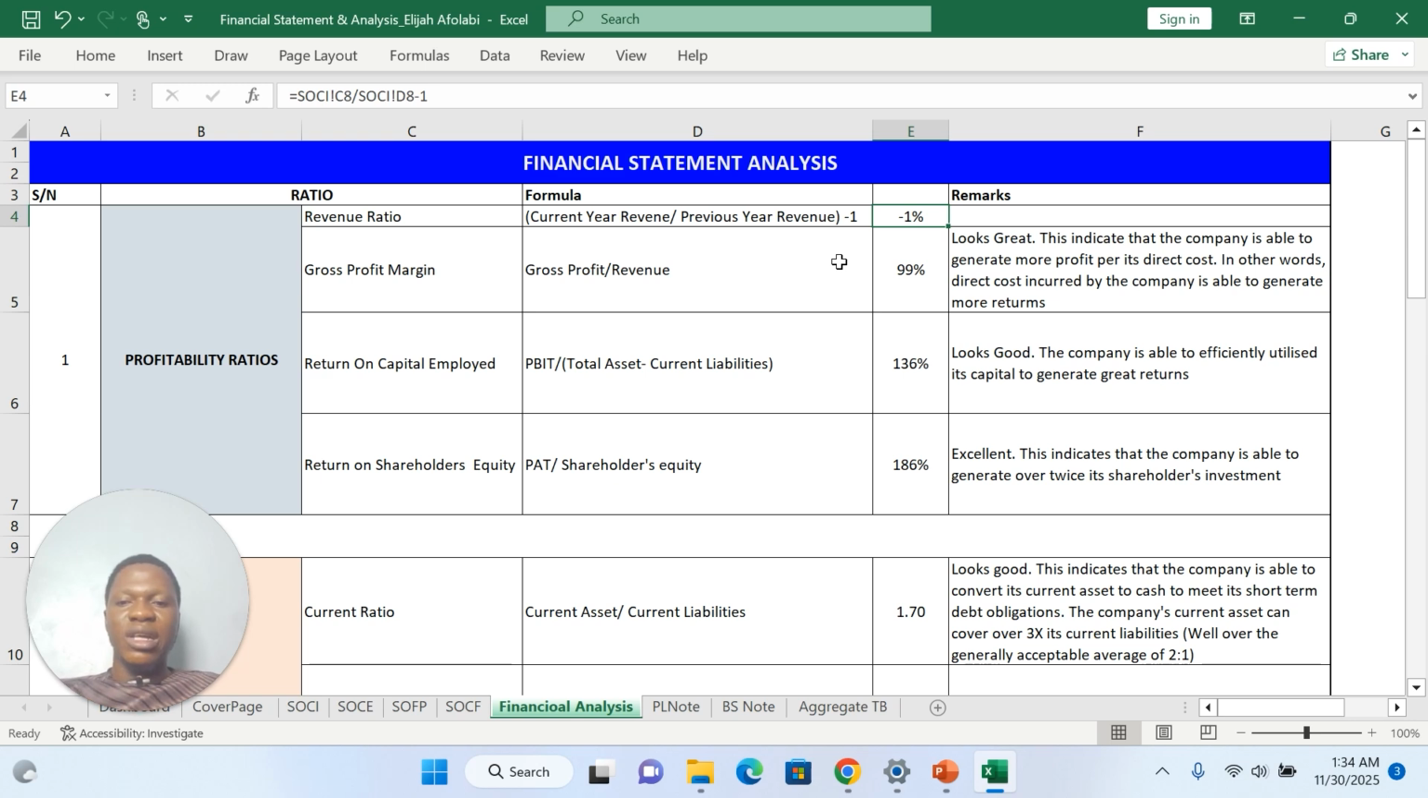Now, the next one you also want to pay attention to is return on shareholders' equity. If you have shareholders who have invested in your business, you also want to be sure what return they get in exchange for their investment. And how do you calculate that?